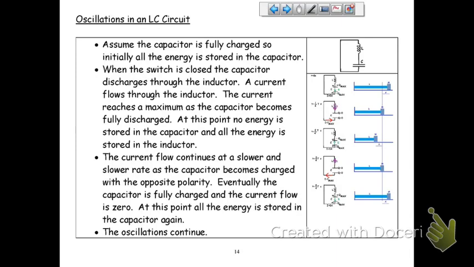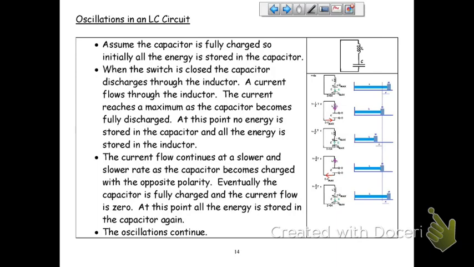So initially all the energy is stored in the capacitor. When the switch is closed, I don't show a switch on here, but there's a switch somewhere, the capacitor discharges through the circuit, which means through the inductor. And a current flows through the inductor. Not just a current, but a changing current, because the capacitor discharges non-linearly. So a changing current passes through the inductor.